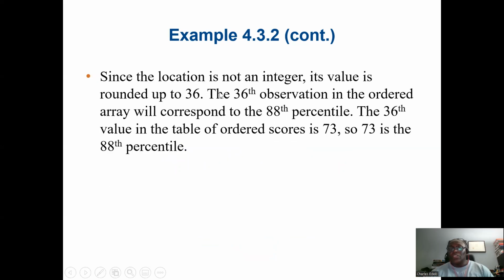So here we say, since the location is not an integer, its value is rounded up to 36. So the 36th observation in the ordered array will correspond to the 88th percentile. Here the 36th value in the table is 73. So if that's the case, then 73 is the 88th percentile.